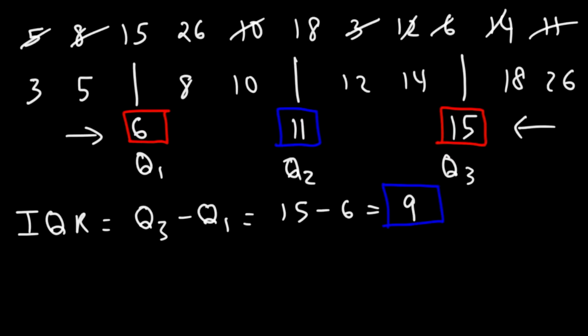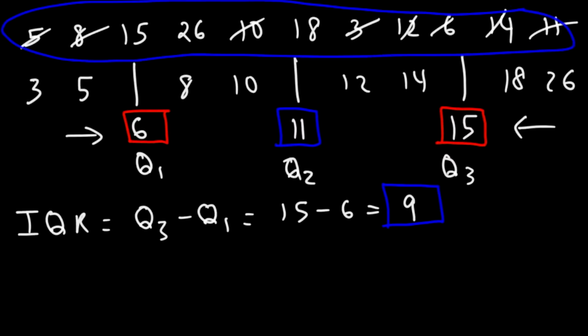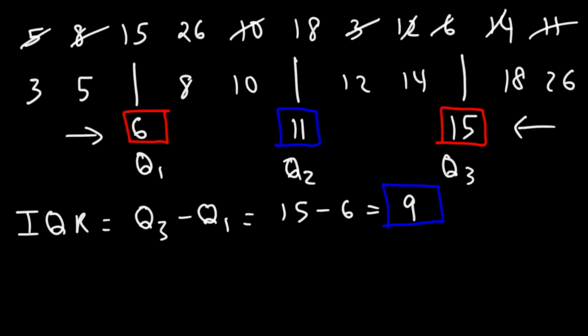Now our next step is to determine if we have any outliers. Looking at the numbers in this list, do any of these numbers stand out? Is there a number that appears not to belong to the rest of the pack? To me, 26 seems to be a little far out from all the other numbers. So is 26 an outlier?